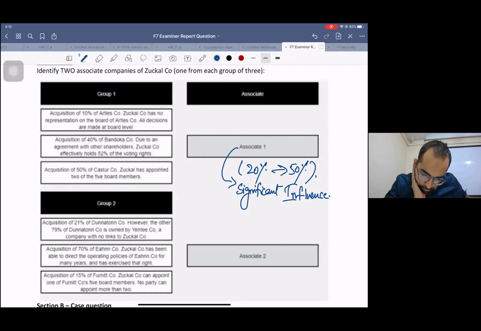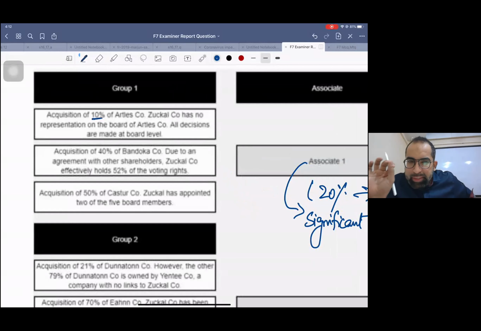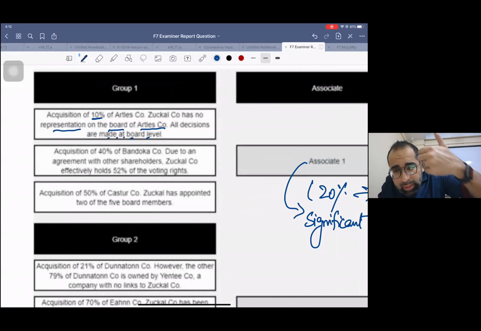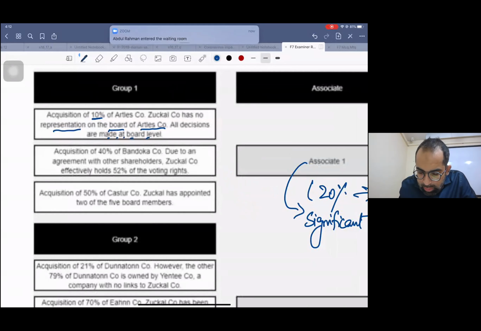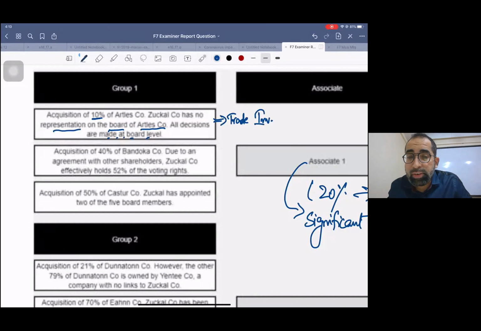Okay. Let me tell you. Group one, let me enlarge it so that you can read it easily. Acquisition of 10%, apparently 10% means no significant influence and no control, but let's see. Of RT's company, and we are Zukal, right? Zukal company has no representation on the board of RT's company. All decisions are made at board level. We have nobody in the board, that means neither do we have control nor significant influence. So this first line is basically trade investment, right?